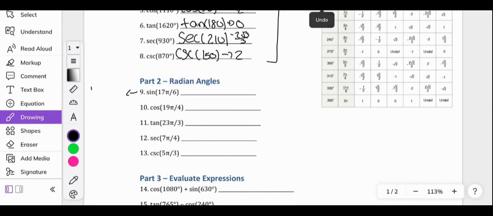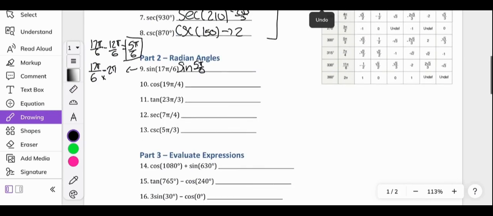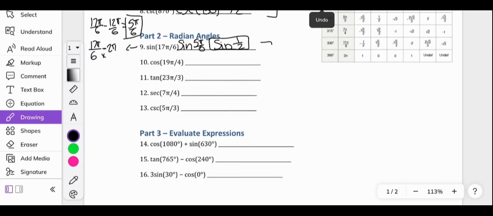Now it's time for radian angles. First you're going to want to subtract 2 pi, then multiply 2 pi, so they can have the same denominator. It's going to be 17 pi over 6 minus 12 pi over 6. This gives you 5 pi over 6, which we can find in the table. The result is sin equals 1/2.